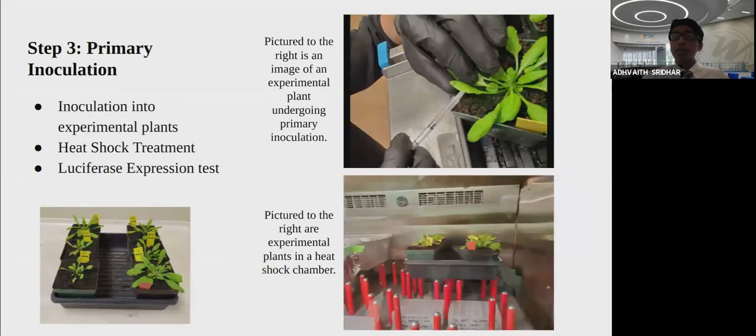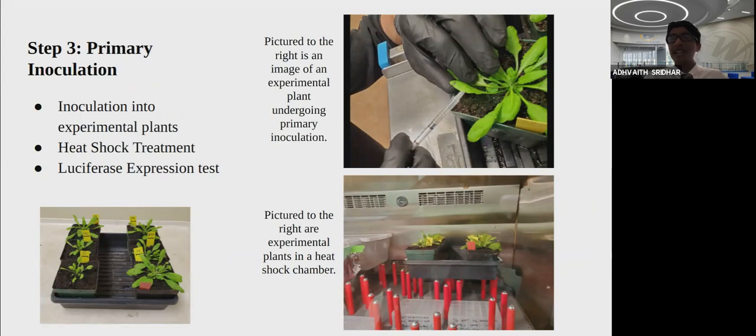Afterwards, we performed primary inoculation on the plants in which the edited DNA was inserted into the plants. In the top right, you can see the edited DNA being put into a plant. And in the bottom left corner, you can see the actual plants after they've been transformed with the edited DNA.